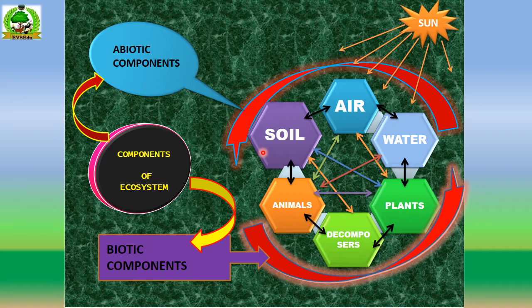Here, the physical environment consists of the abiotic components, like soil, or we can say lithosphere, atmosphere, or we can say air, and water. Similarly, under the biotic or living components, we have animals, plants, and decomposers. These decomposers include various tiny microscopic organisms like bacteria, protozoa, molds, etc., which we are going to discuss ahead.